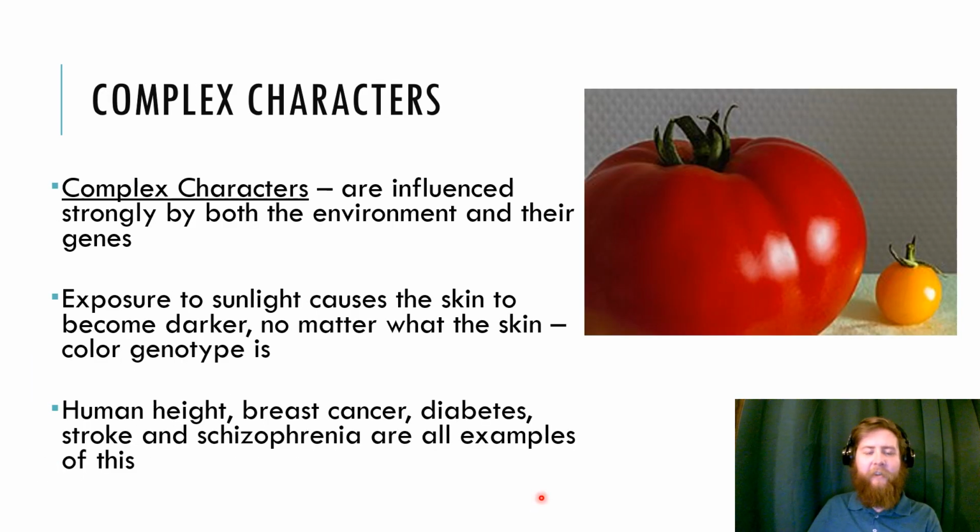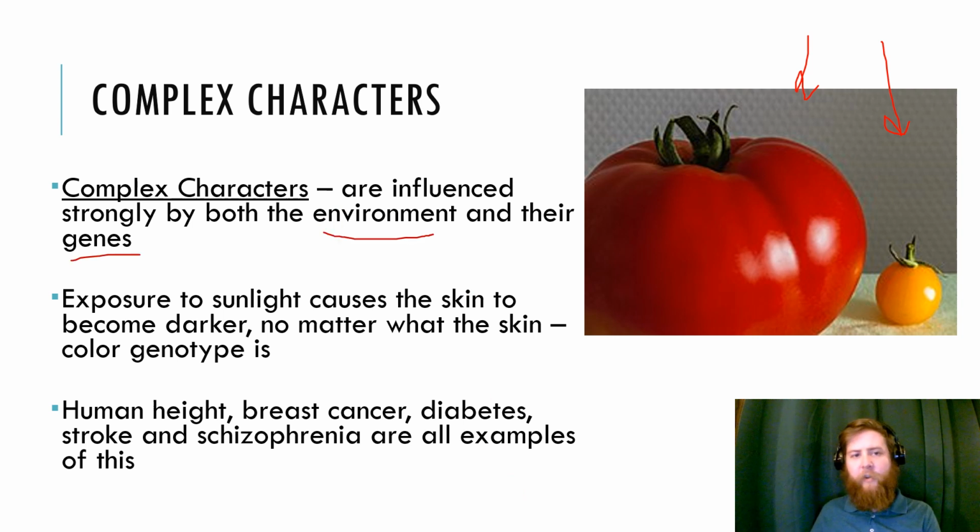All right, complex characters. These are influenced both strongly by the environment and their genes. So in this example here, both of these tomatoes are off the same plant. They have the same ability to become this big, ripe, red, beautiful tomato here. But for some reason, this one didn't get enough sunlight or it was malnourished. It did not become a big tomato. The same genes, but the environment that it was in did not allow it to grow to its full potential. So, complex characters are influenced both by environment and their genetics.